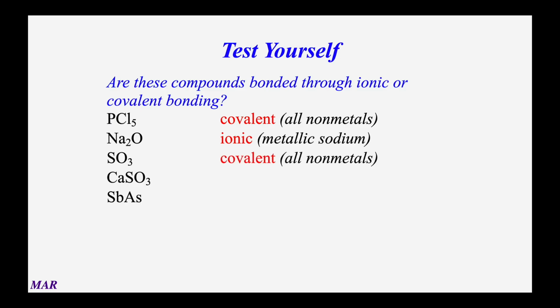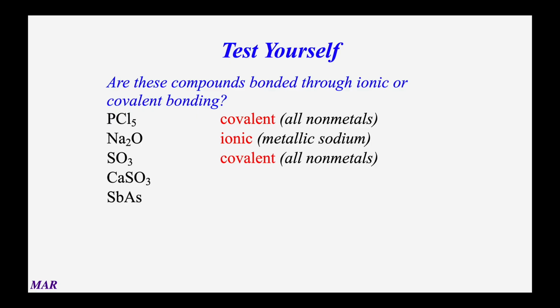And it might be tempting to think that the next one is also covalent because sulfur and oxygen are there, but you've got a calcium, and calcium is a metal on the periodic table. So this SO3 is actually not the same as the previous SO3. The SO3 with calcium is actually the sulfite ion. It's a polyatomic ion. Remember, if there's 3 or more types of ions, you're going to have a polyatomic ion.